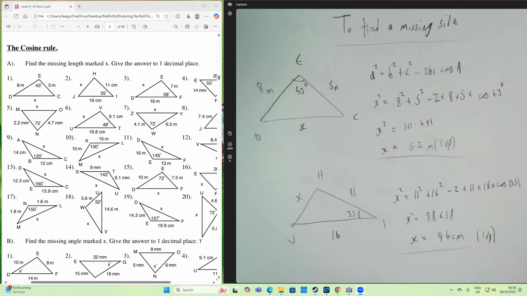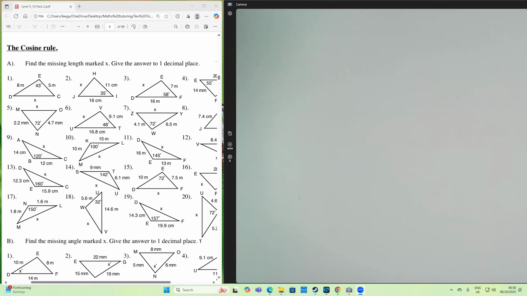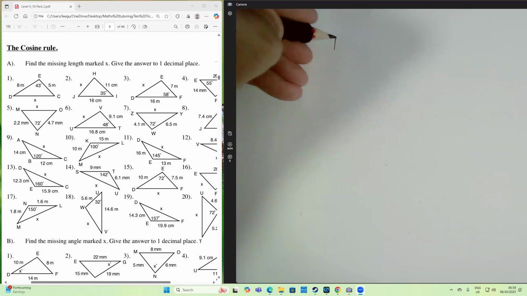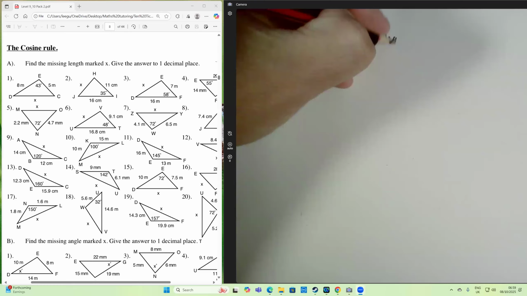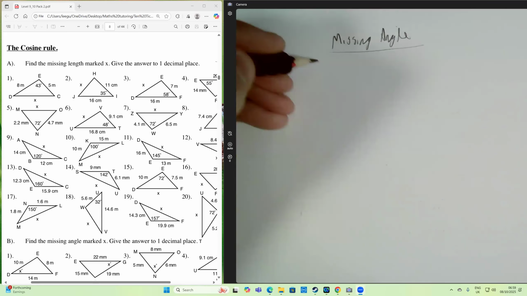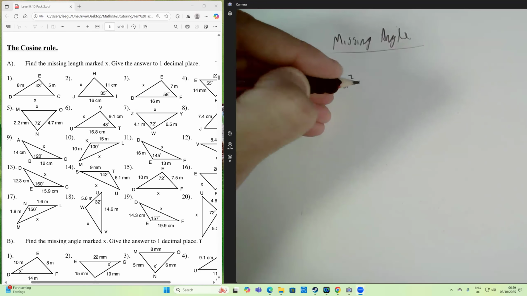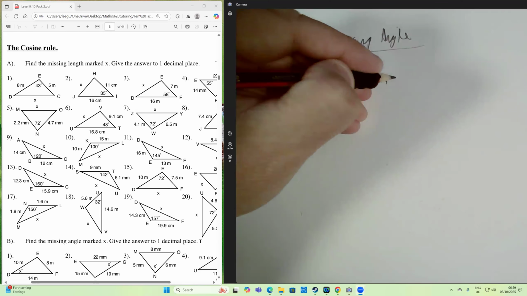Perfect. Now let's look at how we use the cosine rule, this time to find a missing angle. So we're now talking about a missing angle with the cosine rule. Let's look at this. I'll write down missing angle. Now, I would start off by writing the cosine rule down.